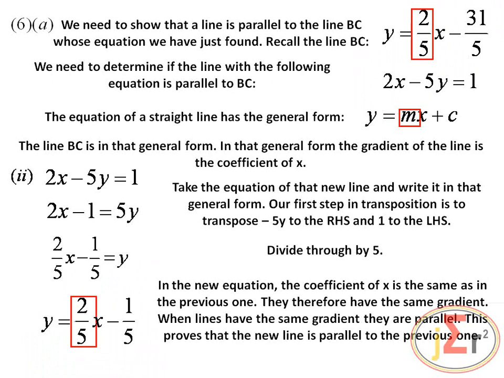In concluding, we may say that in order to determine if lines are parallel, our best shot is to write both of them in the general form. If we write them in the general form and the gradients are the same, then they are parallel. And what do we know to be the gradient? We can identify the gradient as the coefficient of x in each case.